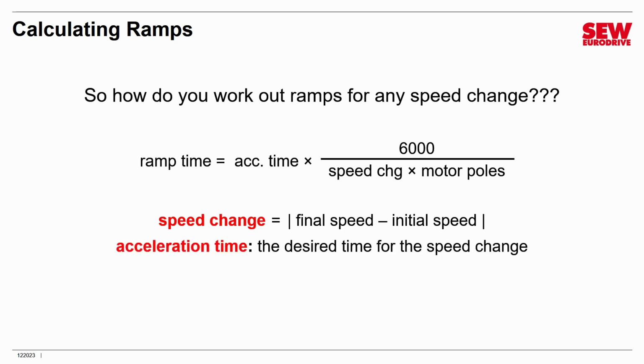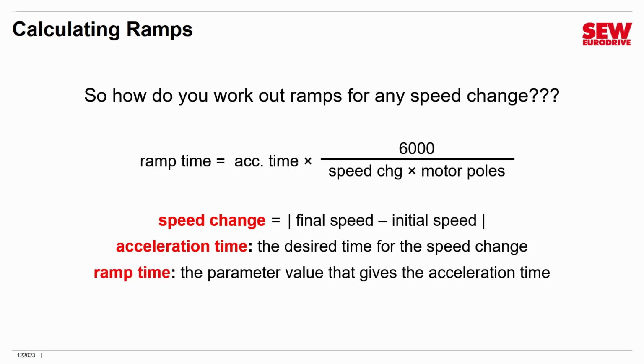Now, I better define acceleration time. It's simply the time for that speed change to occur. So that is what you want to happen. And then we'll get the ramp time out of that. That is the value that you actually insert into the ramp parameters.